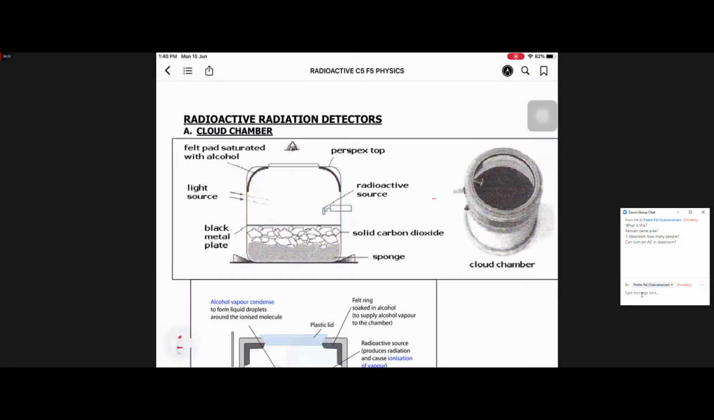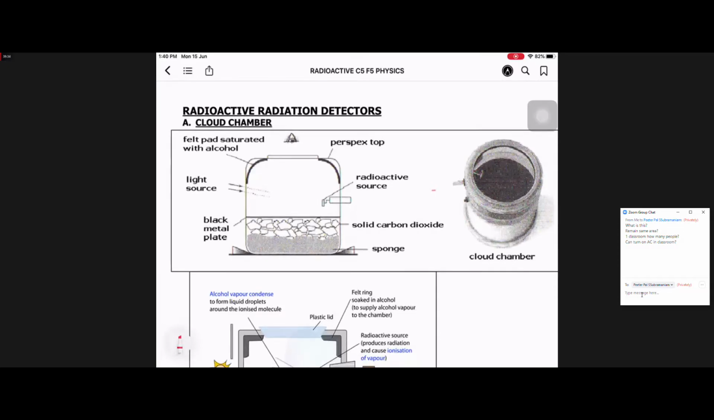Cloud chamber is made up of few components. At the bottom here got sponge. Then we put solid carbon dioxide on top of it. Then the whole thing is pressed with a black metal plate. Then we will bring in the radioactive source, and on top here we have a transparent perspex to see through.